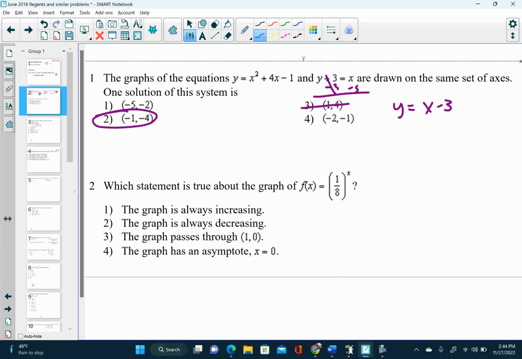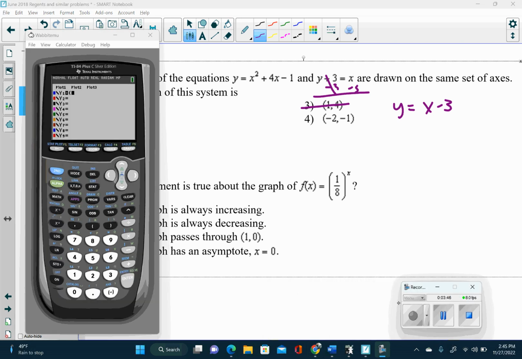All right, next question. Which statement is true about this graph? I'm going to go ahead and plug that into my calculator. I hit parentheses. f of x is the same thing as y. I'm going to put my fraction by doing alpha y equals, option number 1. So put a 1 on top, put an 8 on the bottom, close the parentheses, and it's to the x power, which is this little symbol right here. And I'm going to go ahead and hit graph.